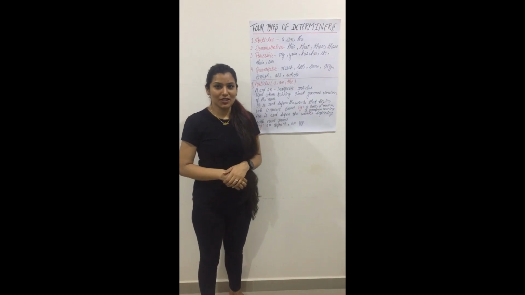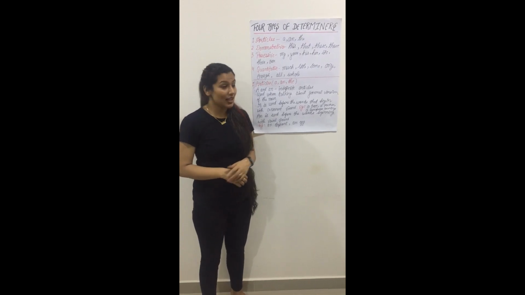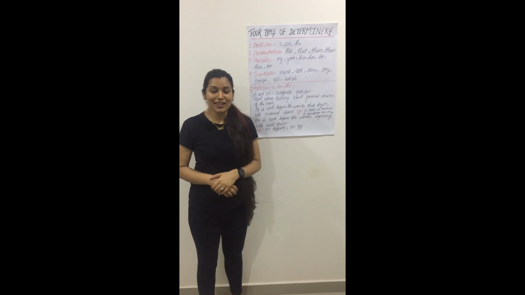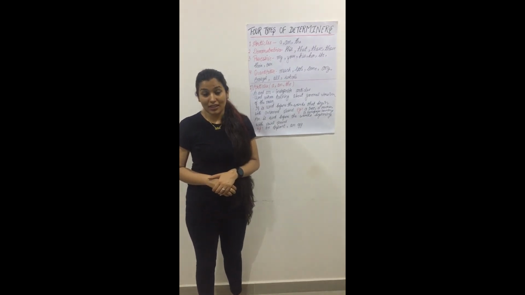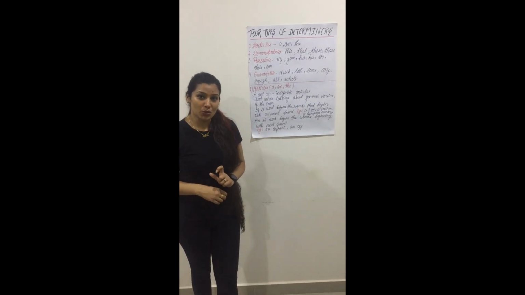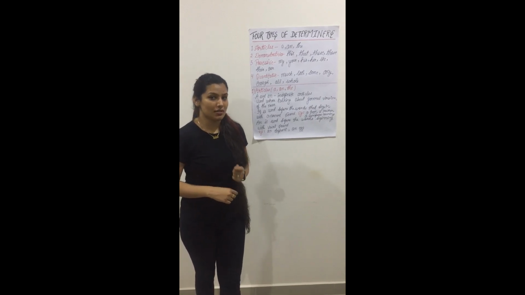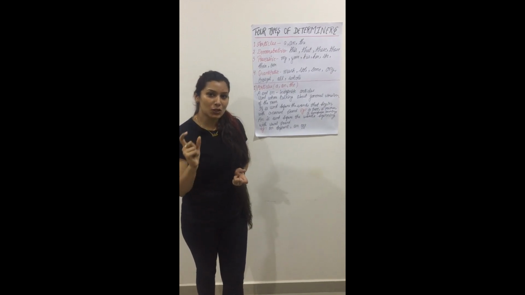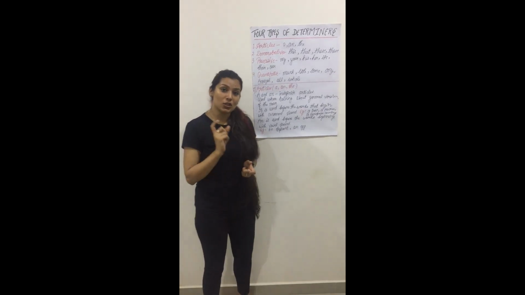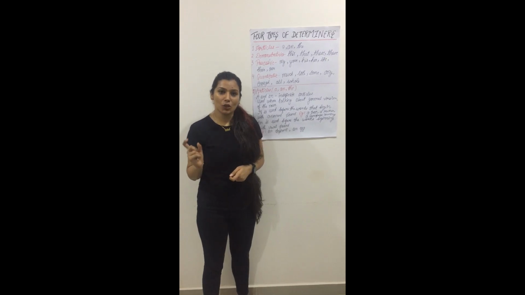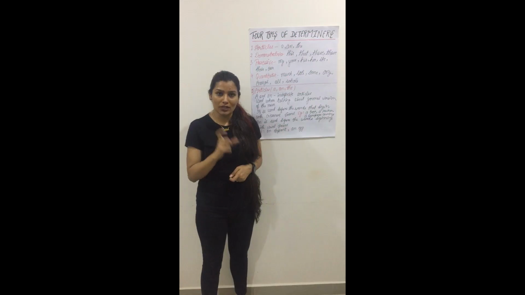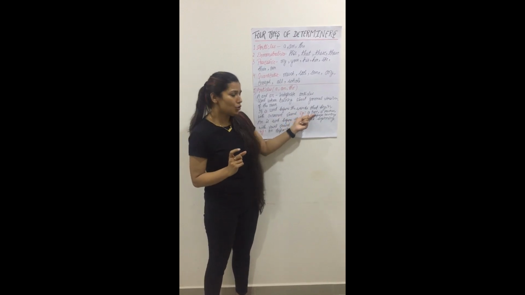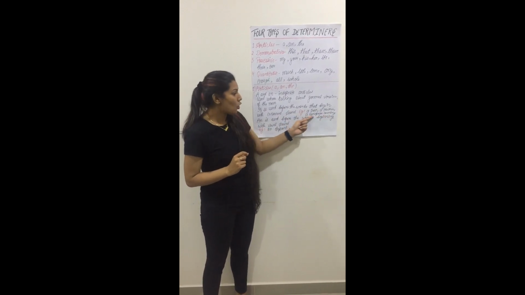Let's start with the first determiner, which is articles. A, an and the. A and an are indefinite articles and the is a definite article. Indefinite articles are used when we talk about a noun in a general sense. So what is the difference between a and an? A is used before words beginning with a consonant sound, and an is used before words beginning with a vowel sound. So let's take an example of a tree, a teacher, a European country.